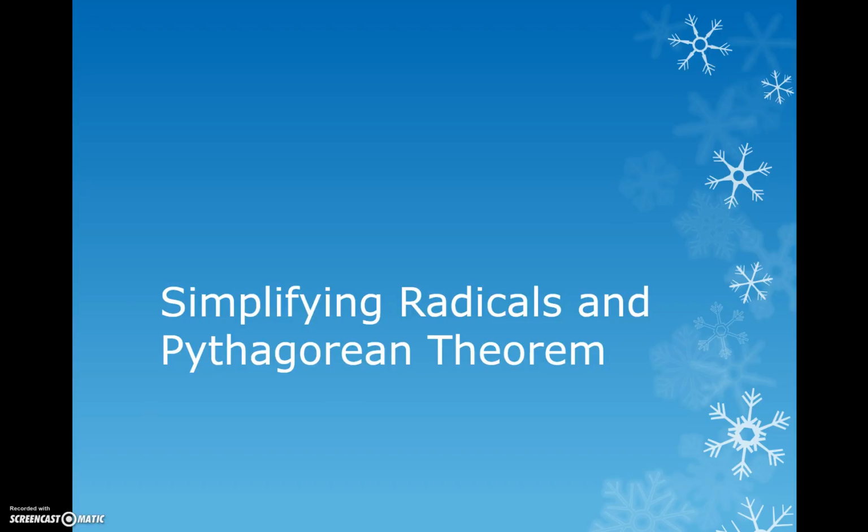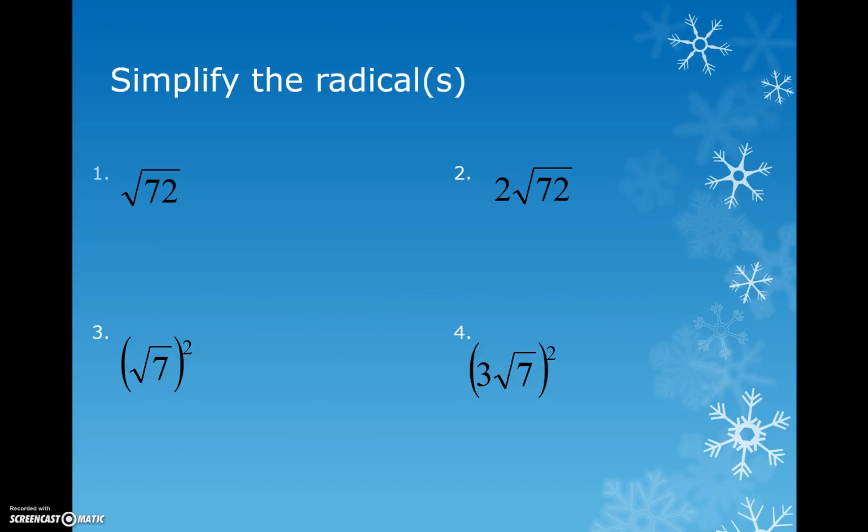Before we can do that, we need to really learn how to simplify radicals, and then we're going to do a quick review of the Pythagorean Theorem. So let's review how to simplify a radical. When I say simplify a radical, I want to make sure that there's no perfect square that exists underneath the radical. So let's take a look at number 1.